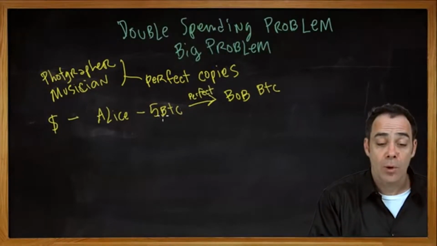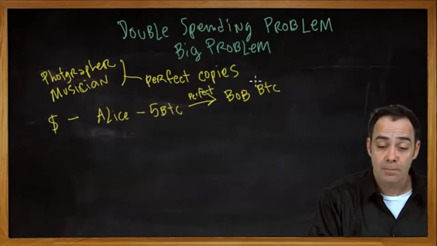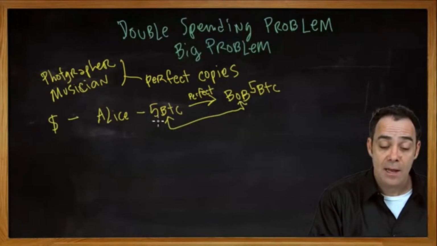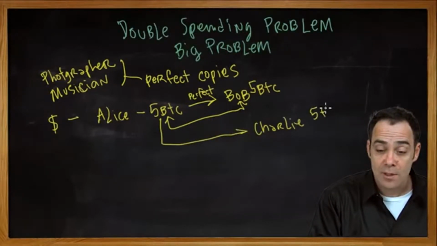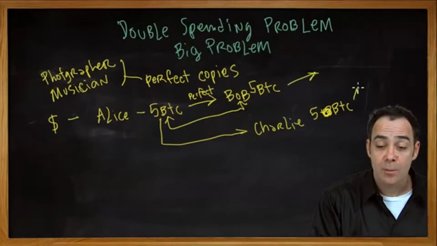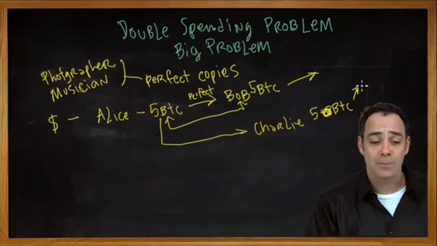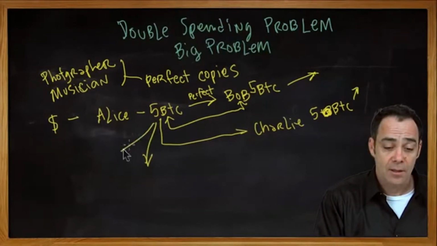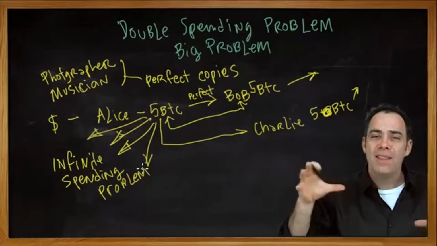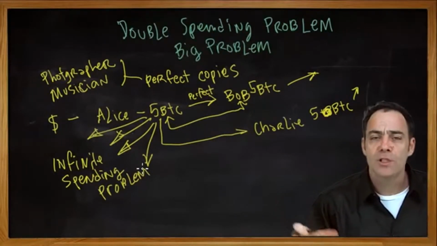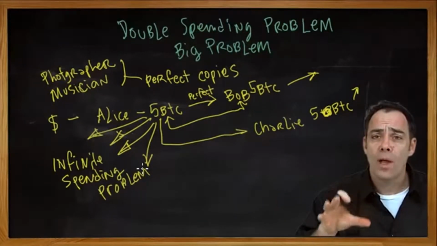And when you send those JPEGs or MP3s, you send a perfect copy. So the double spending problem is Alice sends 5 Bitcoins to Bob, and now both of you have 5 Bitcoins. And Alice can now send those 5 Bitcoins to Charlie. And now Charlie has 5 Bitcoins, and that's double spending, right? But you can see that double spending doesn't really mean double, it means infinite. So Alice can now send it out to David, Elijah, Susan, Satoshi, anybody, right? So this is really the infinite spending problem. And this was driving all the programmers of digital currency crazy. There was no way around this.